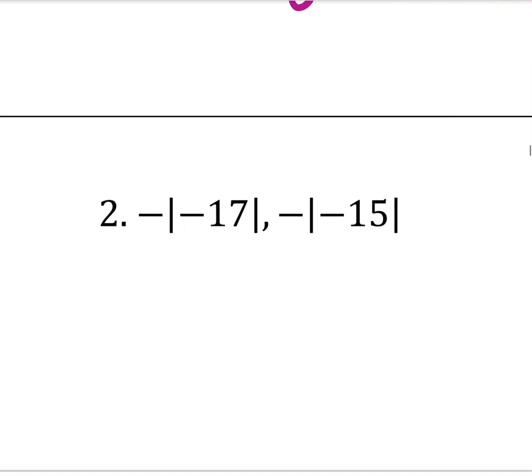Okay, number 2 is tricky. Look at how many absolute value signs and how many negative signs I have. Oh my gosh, this is crazy. All right, so I am going to bring down that negative sign right there. Bring down that negative, okay? And then I'm going to think about, okay, how far away is -17 from 0? -17 is 17 spots away from 0.